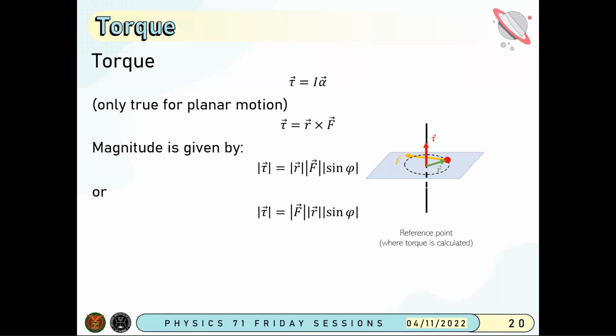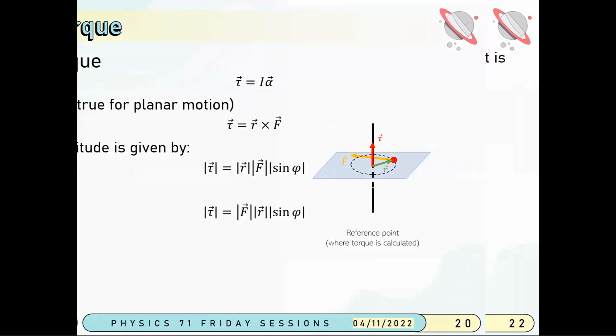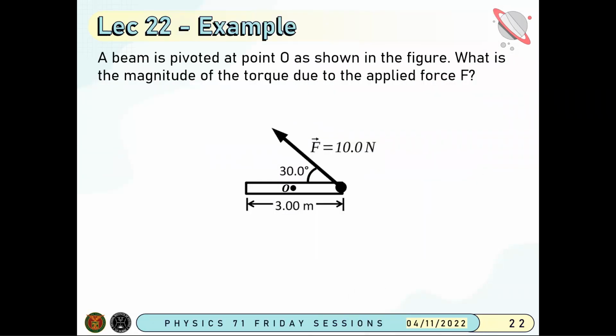Okay. Examples. A beam is pivoted at point O shown in the figure. So yung axis of rotation is here out of the page. Okay. What is the magnitude of the torque due to the applied force F? Okay. Magnitude of the torque due to the applied force F.